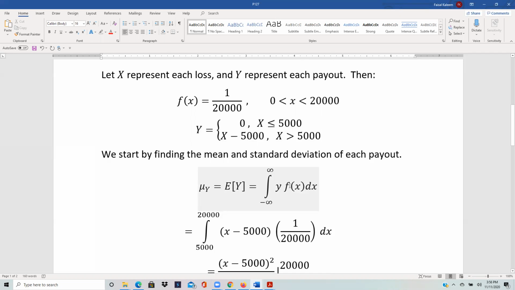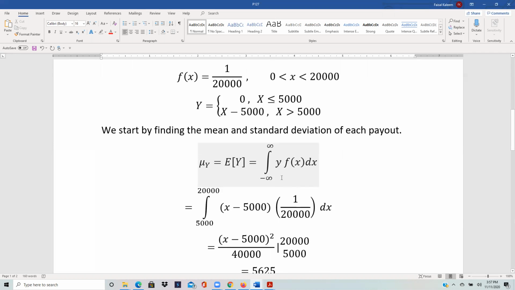And remember, we've done this a few times earlier, where I explained that in general, E of Y should be the integral of y against f of y. But since Y is expressed in terms of X, and we know the PDF only of X, where we don't know the PDF of Y, we have to change the Y into X, and therefore we'll be integrating it against the PDF of X.